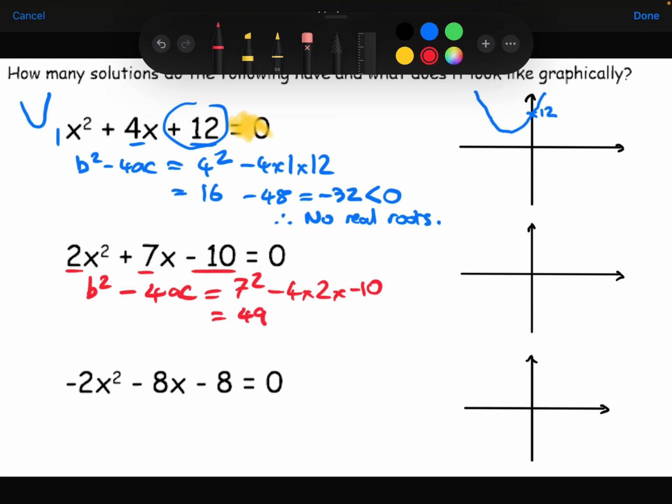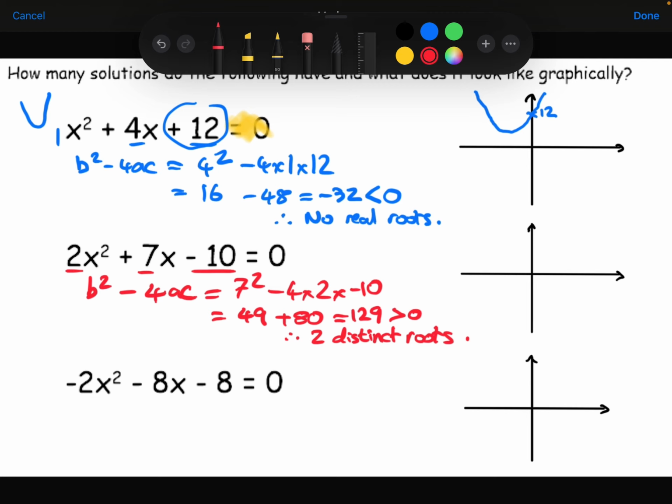7 squared is 49. Minus 4 times 2 times minus 10 is plus 80, which gives 129, which is greater than 0. So therefore, I know that there are two distinct solutions, two distinct roots. So I know my equation has two solutions, and I know it's going to intersect on the x-axis twice.